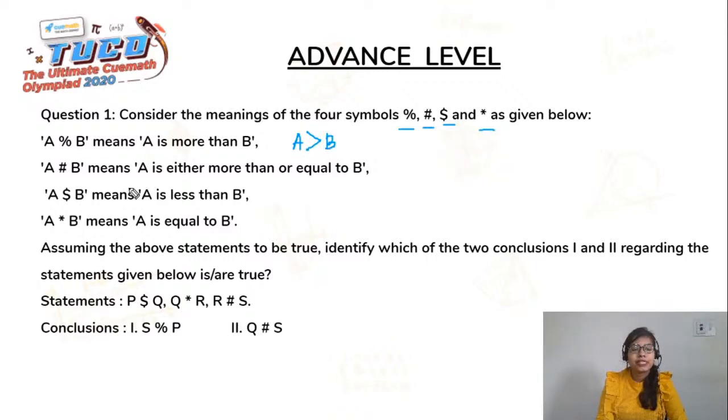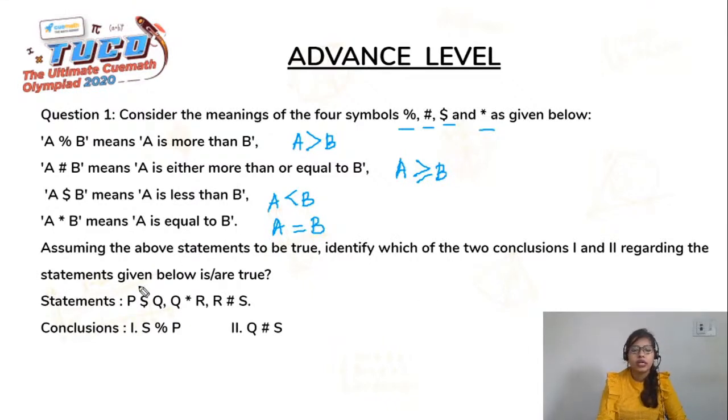A hash B means that A is either more than or equal to B. A dollar B means A is less than B. And A star B means A is equal to B. Okay. So based on all these conditions, they have told us that statements P dollar Q and Q star R and R hash S are basically the actual statements of the question, and we will have to give the conclusion.